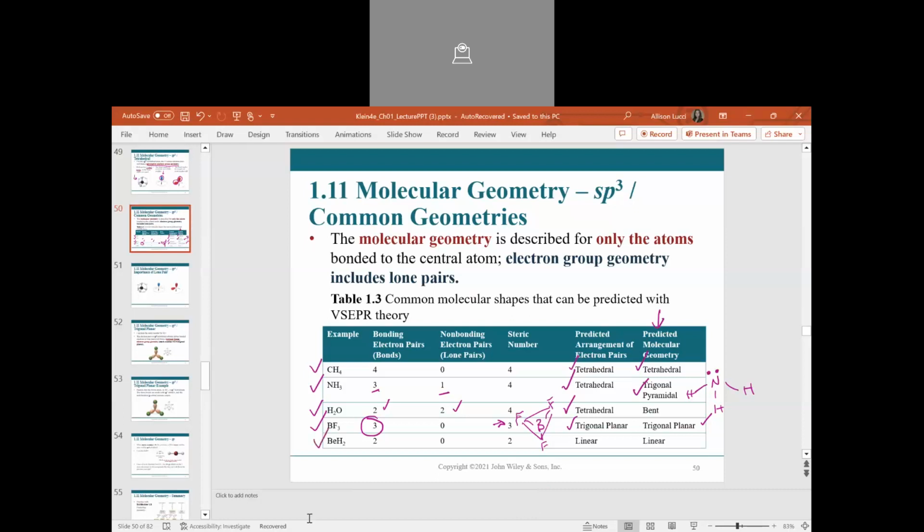So I was looking ahead, our last molecule, BeH2, has 2 bonding pairs, right? Steric number of 2, that would be linear. And since we have no lone pairs possible, the molecular geometry would also be linear.